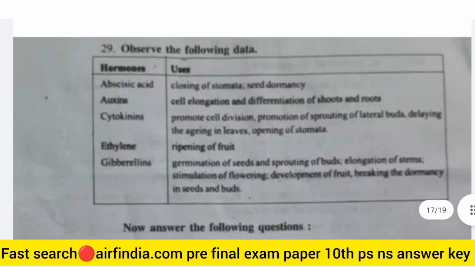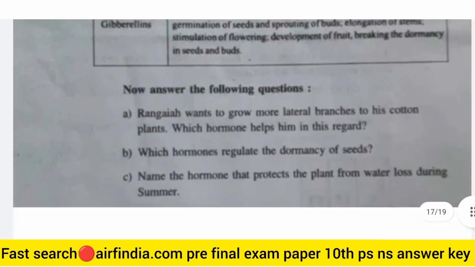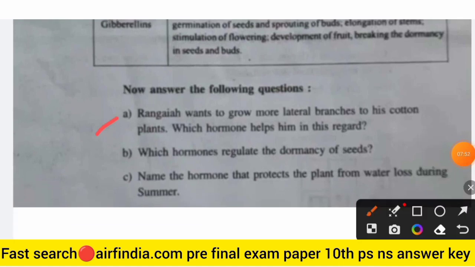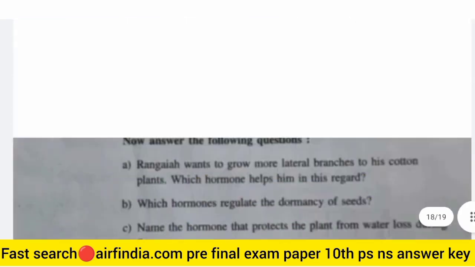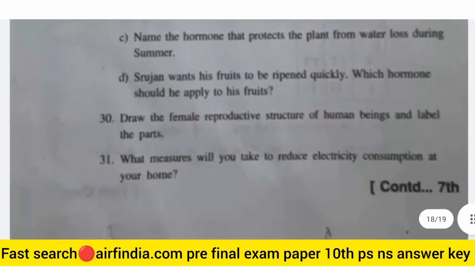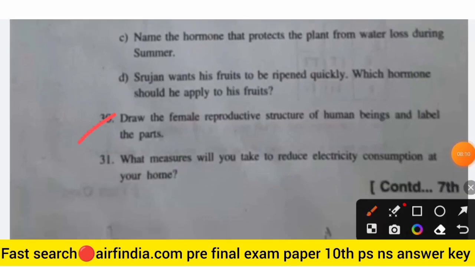Okay. Observe the following table. And now answer the questions. So first is Ramesh wants to grow more lateral branches in his cotton plants. Which hormone helps in this regard? Which hormones regulate the dormancy of seeds? Name the hormone that protects the plant from water loss during summer. Okay. So here the 13th question is draw the female reproductive structure of human beings and label the parts. Okay, you remember that, label the parts.